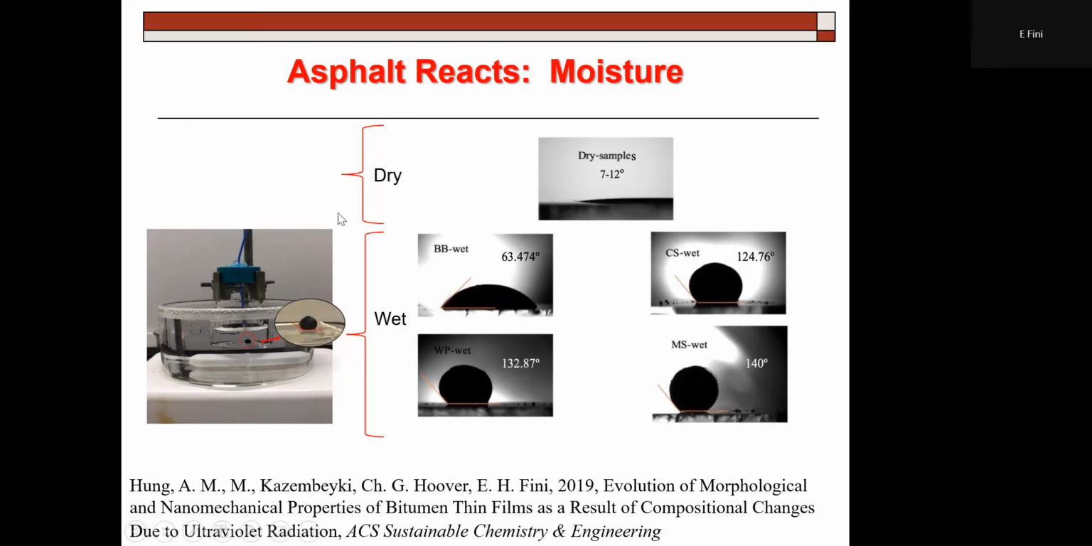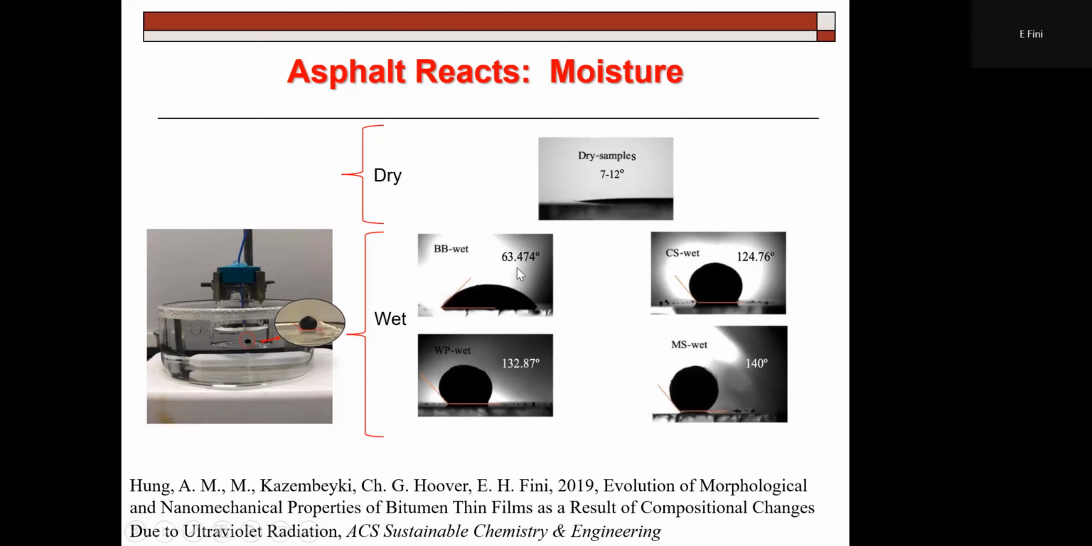Then we take this sample and put it in water and wait and look at it. So with this camera, we can keep watching the sample as it changes due to water exposure. So here you can see 4 different bitumens having different modifiers and how they bead up. The initial angle for all of them is 7 to 12 degrees. As we watch each of them, they start beading up within the same time period under the same condition.